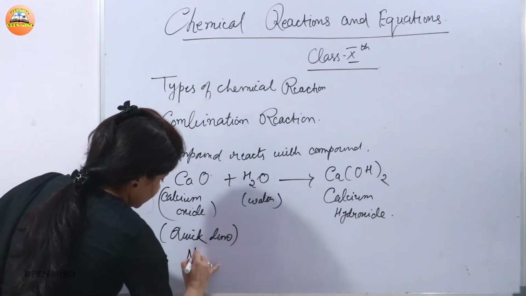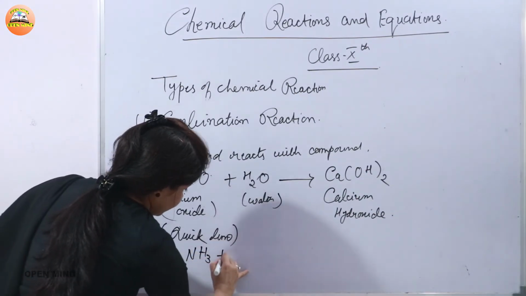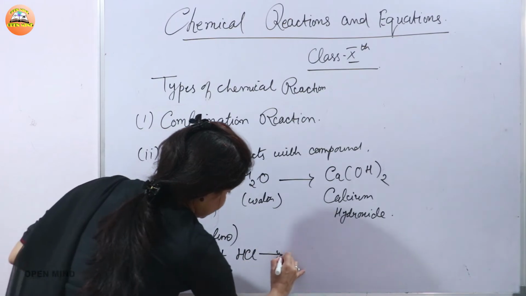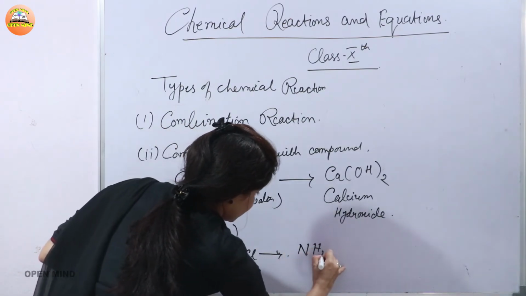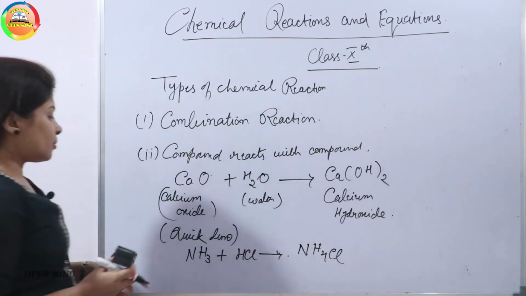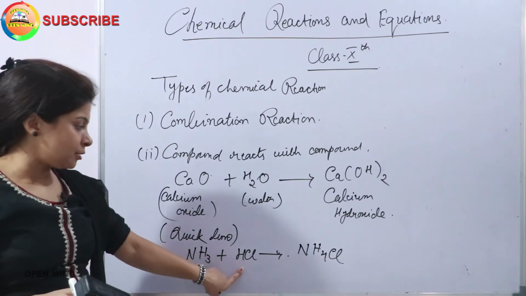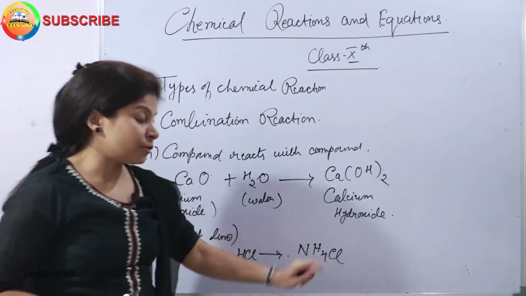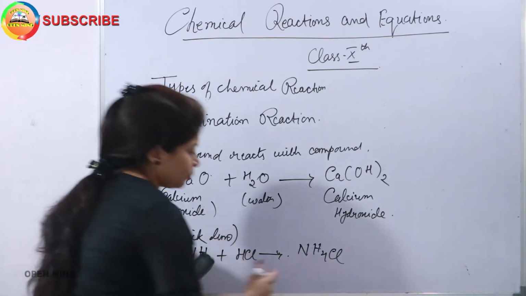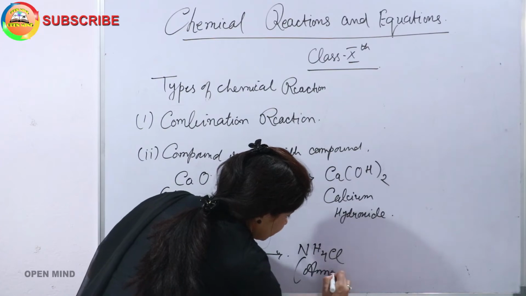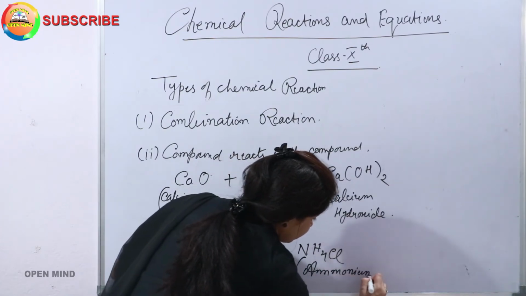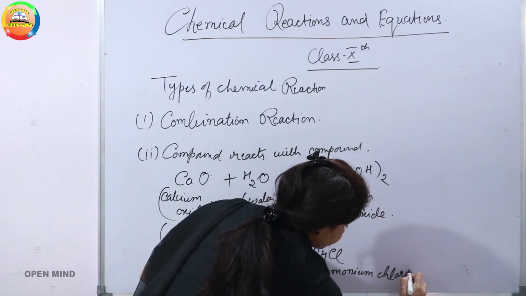Okay. See here, that is ammonia plus HCl. It will give you what? NH4Cl. So ammonia is a compound. Here hydrogen chloride is a compound. It will give you ammonium chloride. If you want, please write the name below. It is good practice to remember the formula.